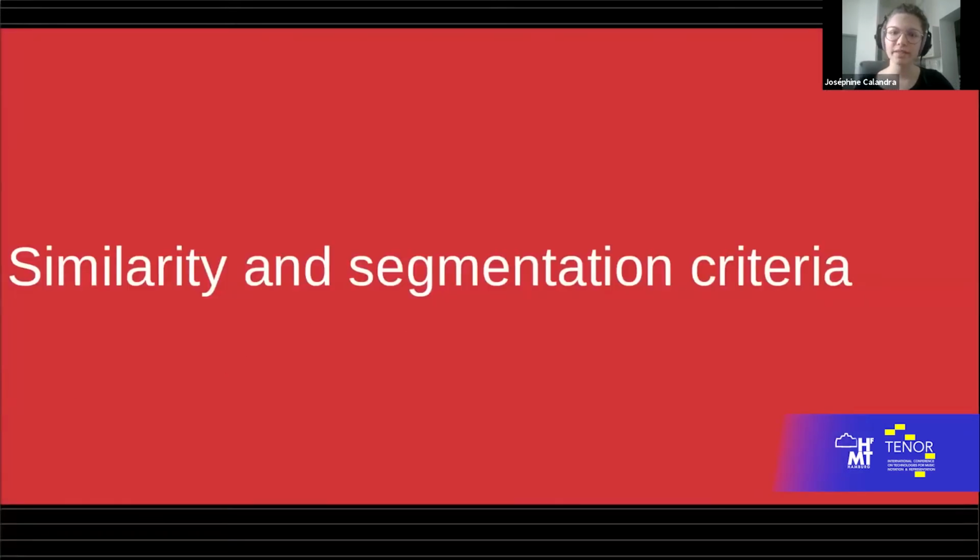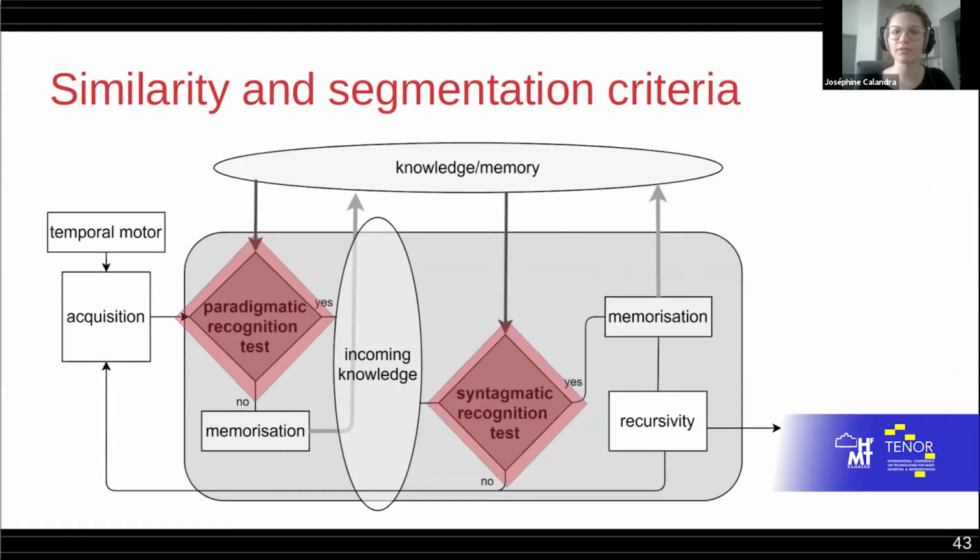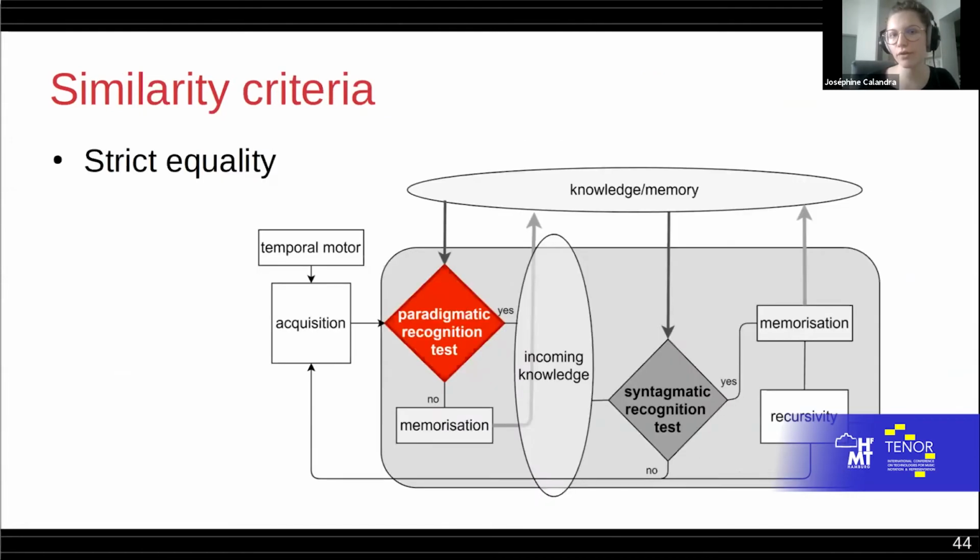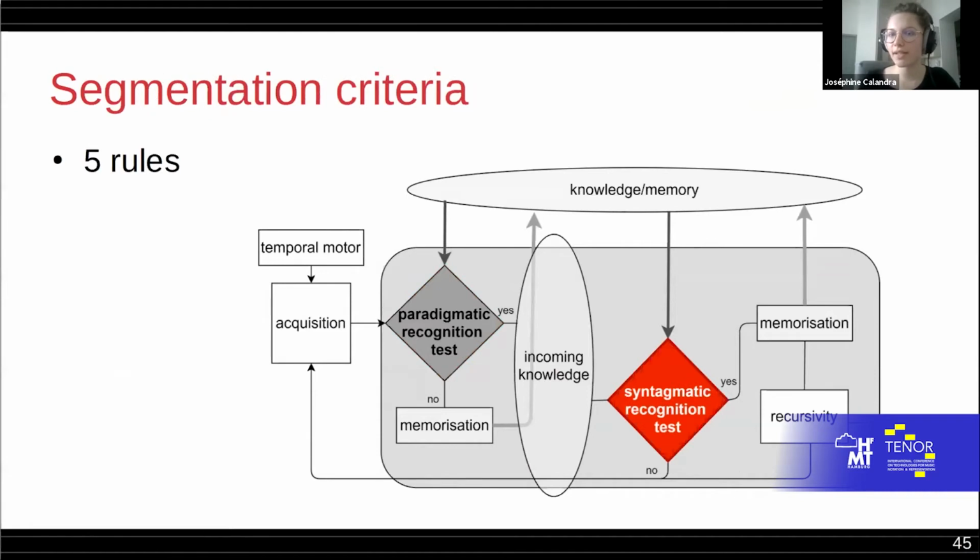So we then needed to define the similarity and the segmentation criteria between character strings. If we look at the general scheme of the cognitive algorithm, these criteria validate or not the paradigmatic and syntagmatic recognition tests. For the paradigmatic recognition test, the similarity criterion initially chosen was the strict equality between 2 character strings. For the syntagmatic recognition test, we established 5 different rules. These rules take as input the data structure and the object that is added to this structure, and return whether there is a structuring operation or not before the newly added object.